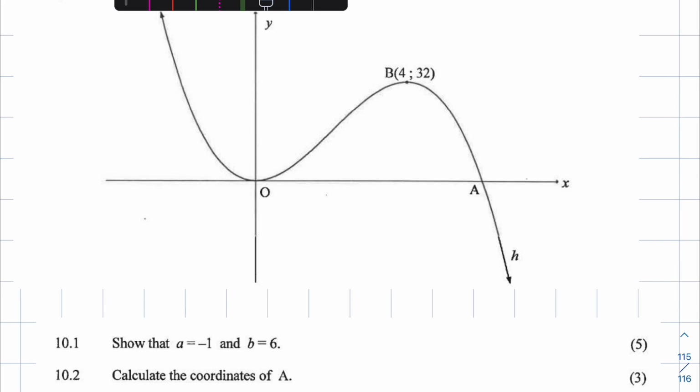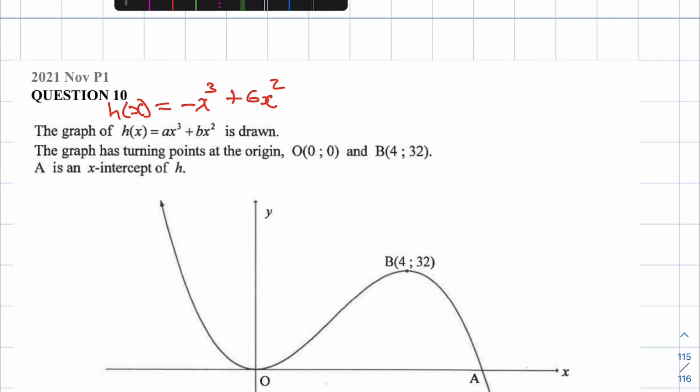We move on to the next question. The question is determine the coordinates of A. And we know that A is the x-intercept. So we make y equal to 0. So we have our equation. So it's 0 is equal to negative x to the power 3 plus 6x squared. Transpose everything to the left. x to the power 3 minus 6x squared is equal to 0.